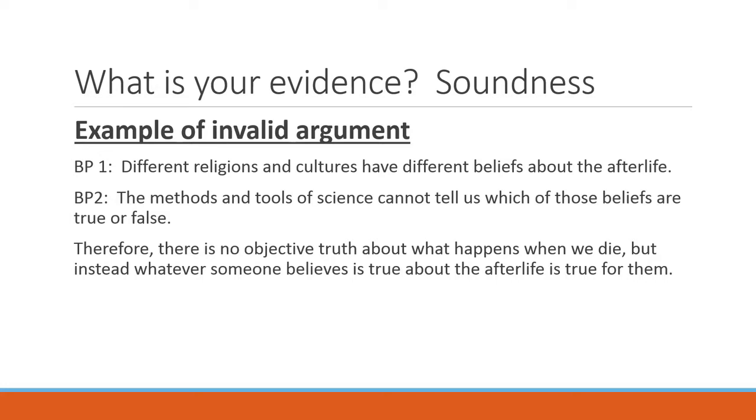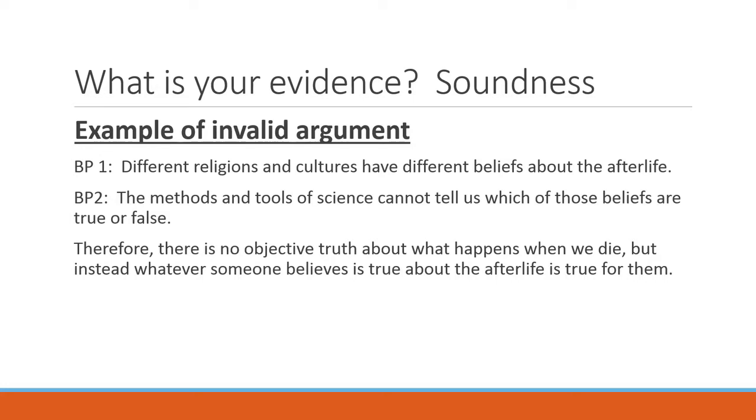Okay, look at the argument. It's an invalid argument. The conclusion does not follow from the premises. Can you explain why? What makes this argument invalid? So we accept premise 1 and premise 2 as true. When we're thinking about validity, we just suppose the premises are true.